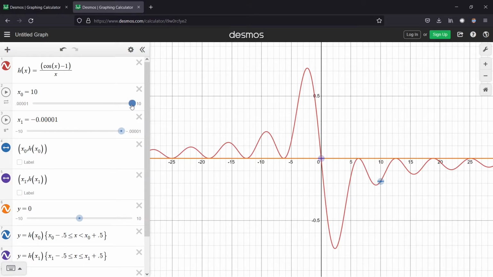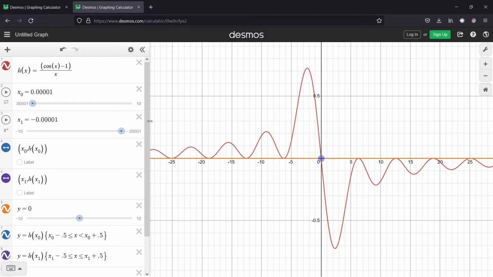And likewise, the limit from the right is also 0 as you approach. Just one more time, I'll show. As we approach from the right, the limit is approaching 0. And as we approach from the left, the limit is approaching 0.